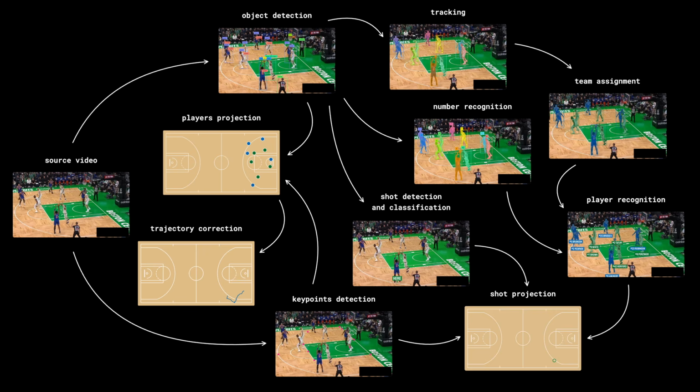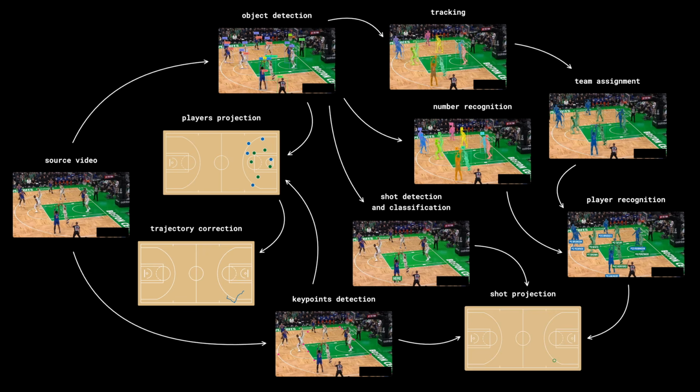We'll start with RF-DETR for robust object detection. Since traditional tracking is unreliable in this high-speed, high-occlusion environment, we'll leverage SAM2 for stable, pixel-level player tracking. And to identify teams, we'll deploy an unsupervised clustering pipeline built around SigLIP, UMAP, and k-means.